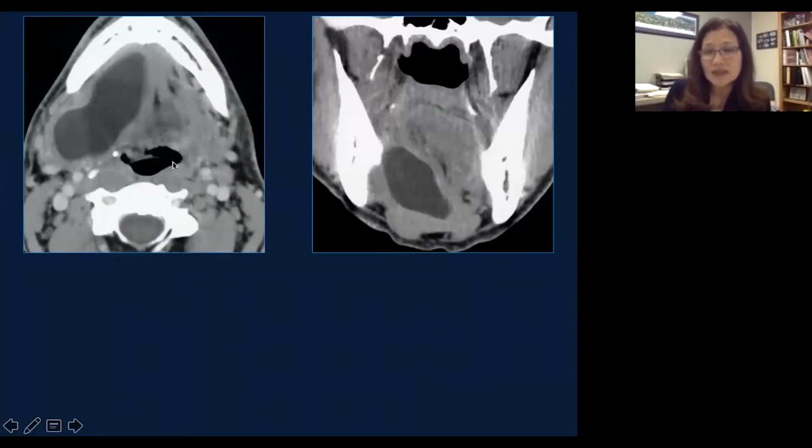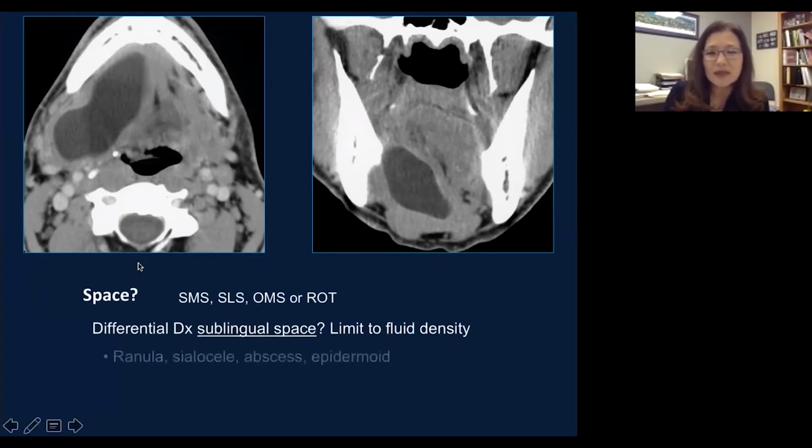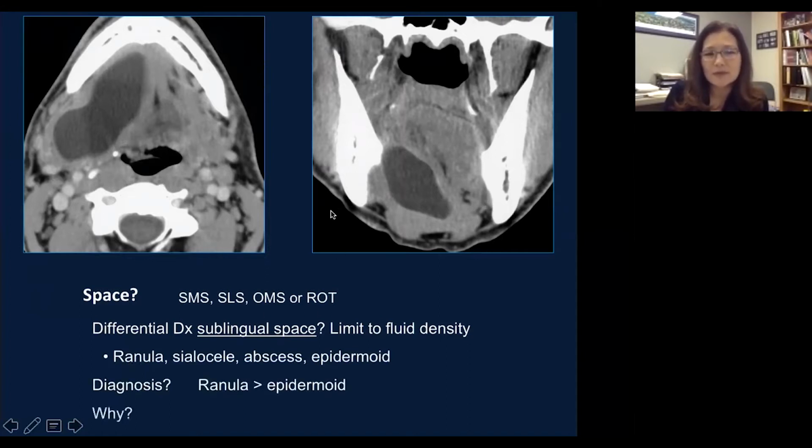One thing that's commonly seen in the sublingual space is a ranula, and notice that this cystic lesion is above the mylohyoid muscle, so you know the lesion is in the sublingual, not the submandibular space. Coronal images may be helpful if you have doubt whether the lesion is above or below the mylohyoid muscle. In terms of space, this is the sublingual space with fluid density, so most likely a ranula, more than an epidermoid.